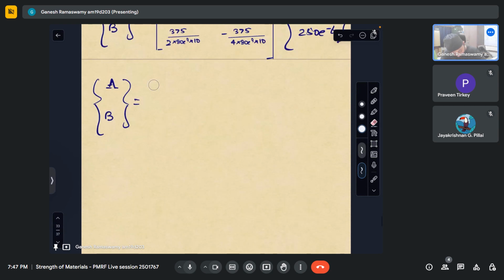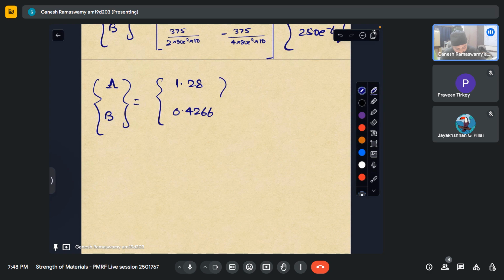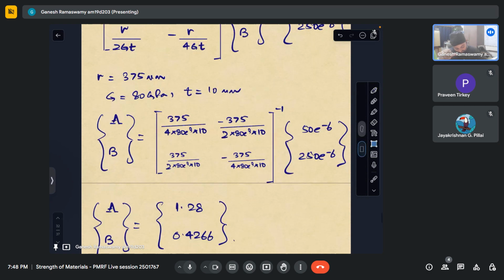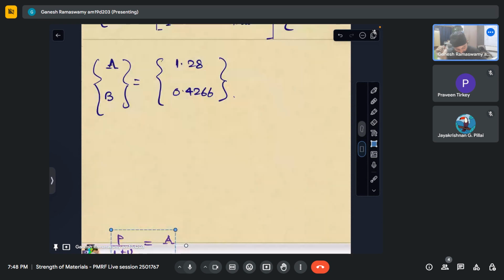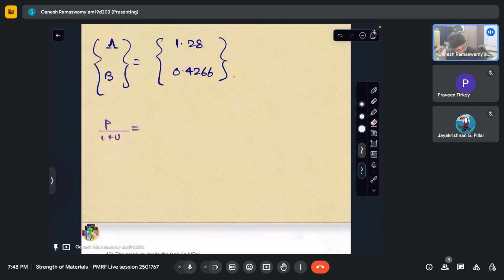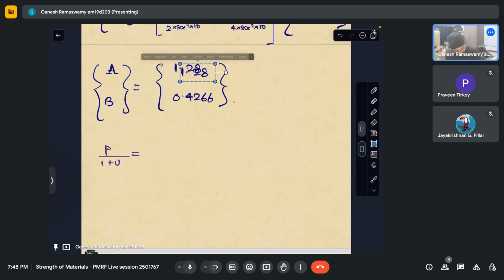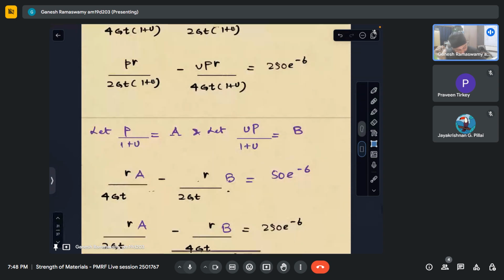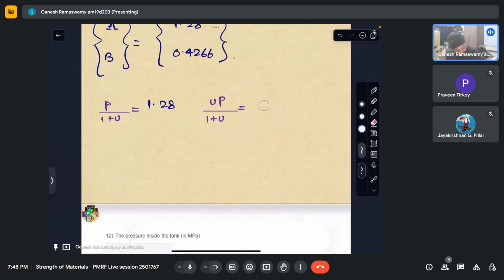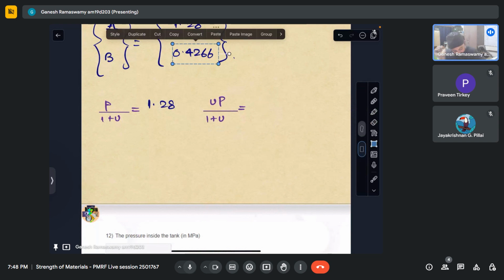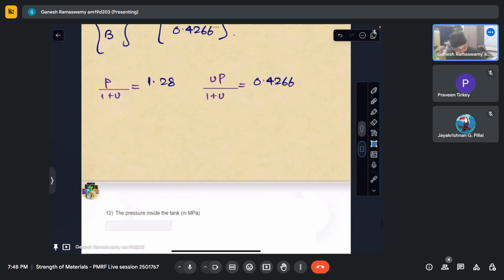So this comes to 1.28 and this comes to 0.4266. So what have we defined A as? This quantity was A. So this has come to 1.28. And the quantity B was this. This was B. So B has come out to be this much. So from here, I just have to solve it further.